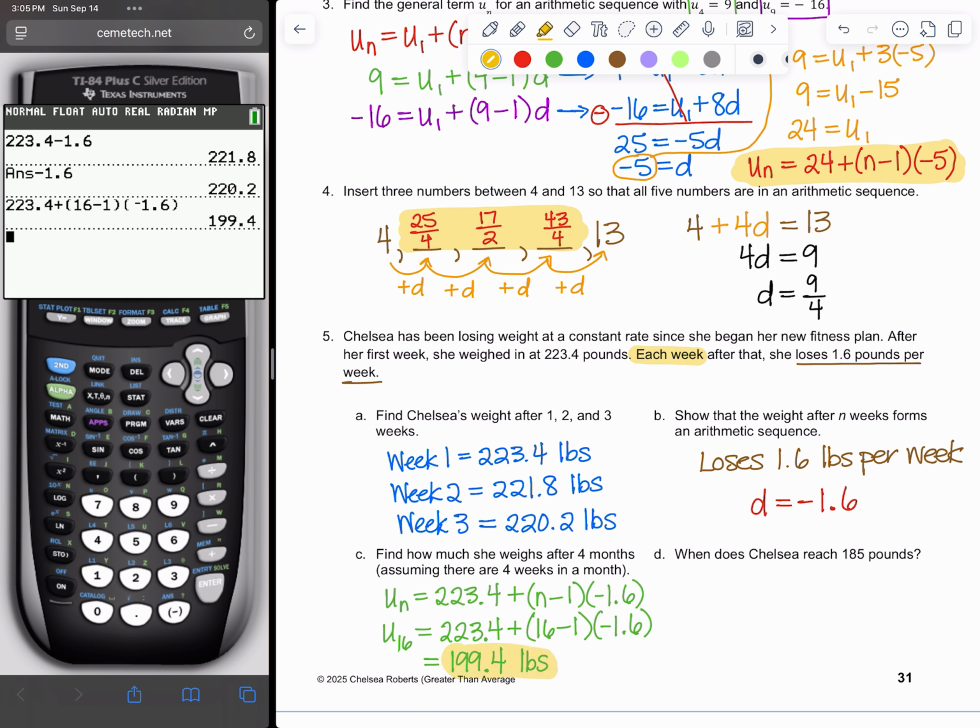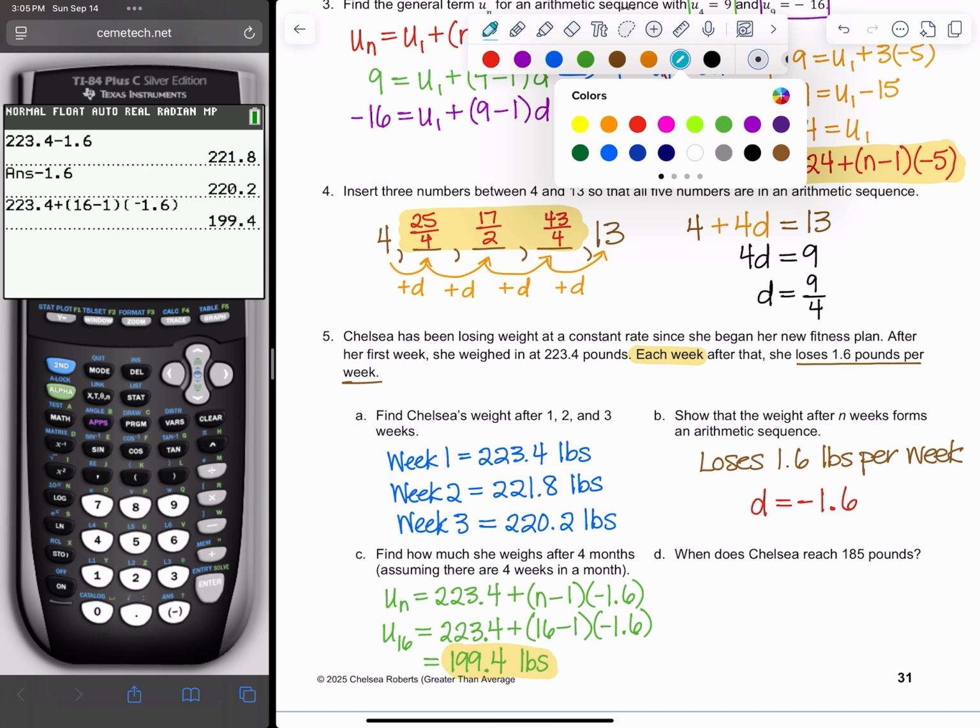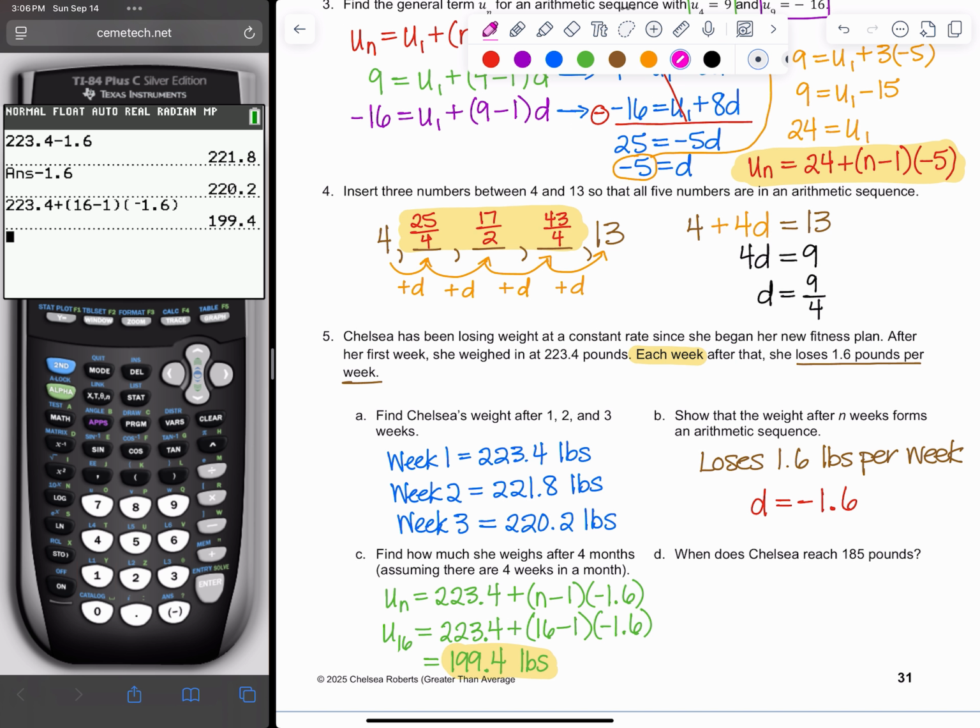All right. Now the last part, it says, when does Chelsea reach 185 pounds? So basically, I need to know what my n is. I know what my u sub n is. So if I try to figure out when she will be 185 pounds, that means that I'm going to have 185 for my u sub n, and that's going to be equal to my 223.4 plus my n minus 1 times my common difference of a negative 1.6.